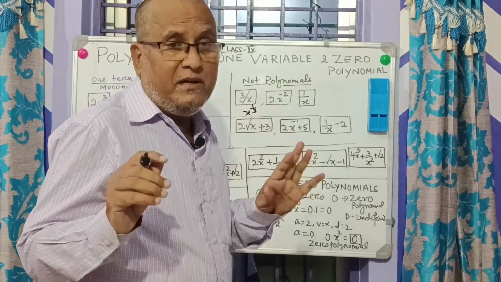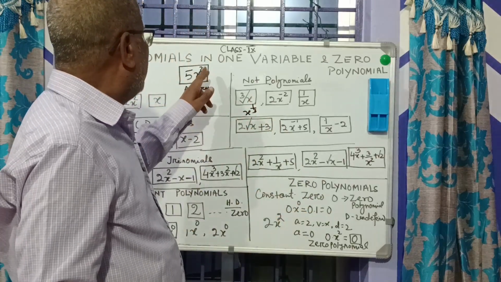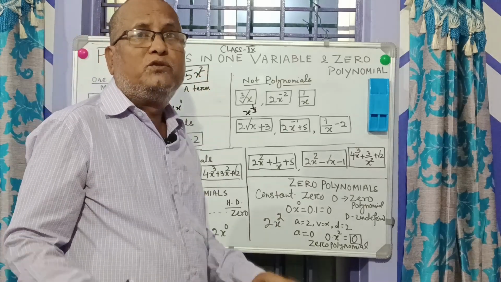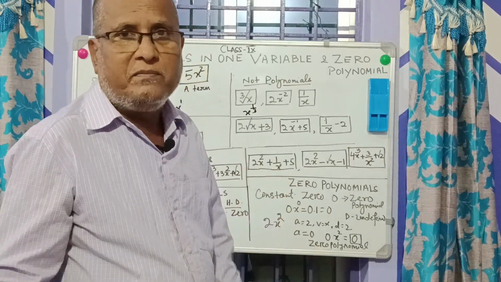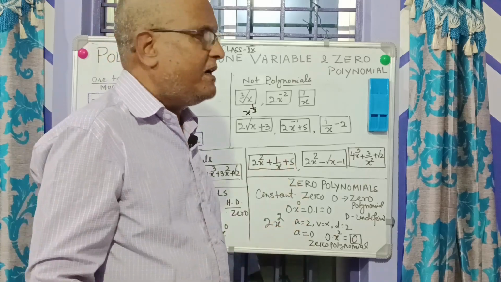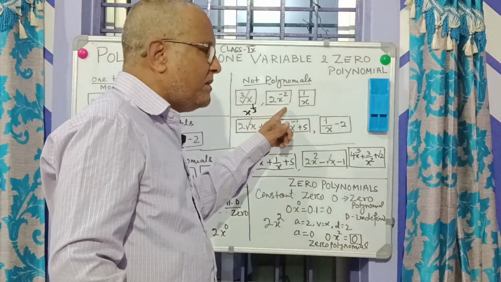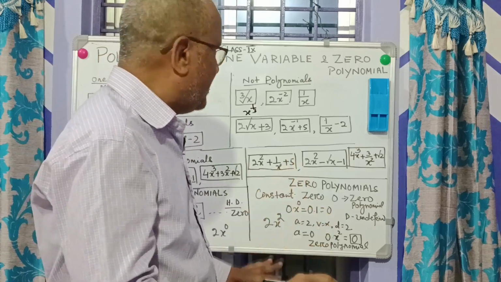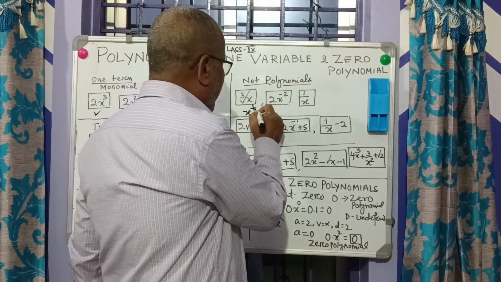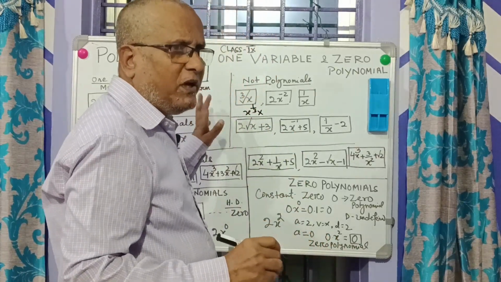But dear students, please remember, the power, the exponent, should be a whole number. It may be 0, the lowest exponent should be 0, but it should not be a rational number or a negative integer. Now it is a rational number, so it is not a polynomial. It doesn't satisfy the condition of a polynomial.